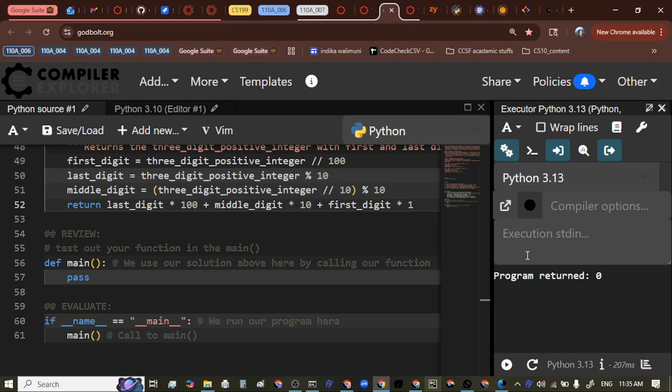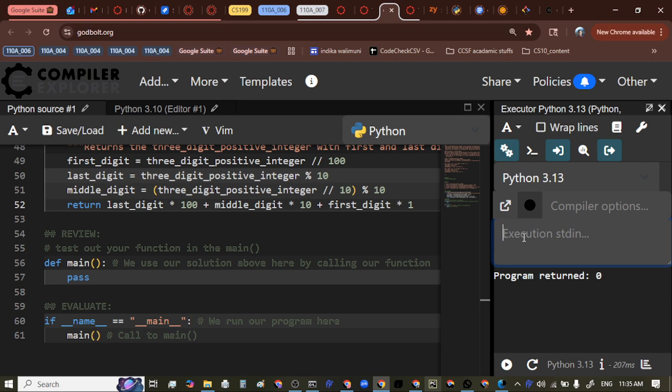So in online IDEs, the way to input is actually different in each IDE. You may have seen there's a tiny box in Google Colab at the bottom, and in Python Sandbox, there's a pop-up box for the input. So in here, this is the place to get the input.